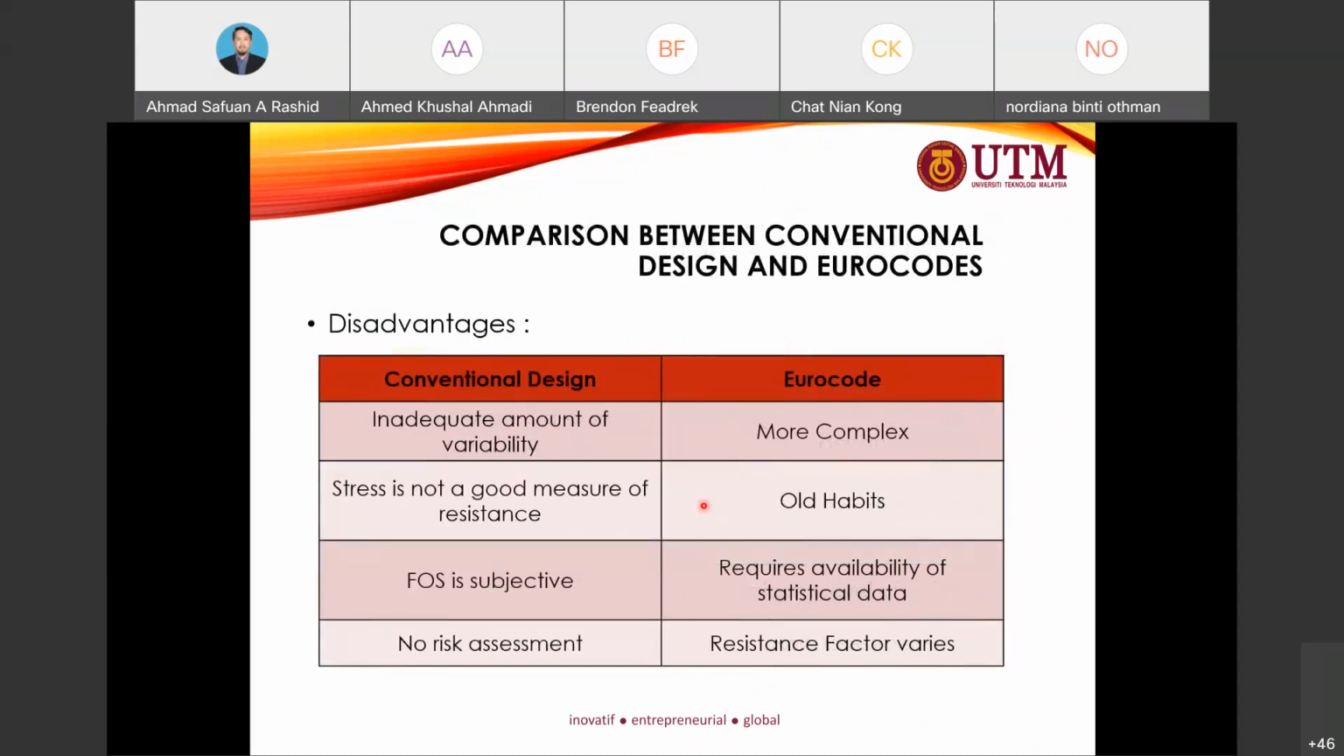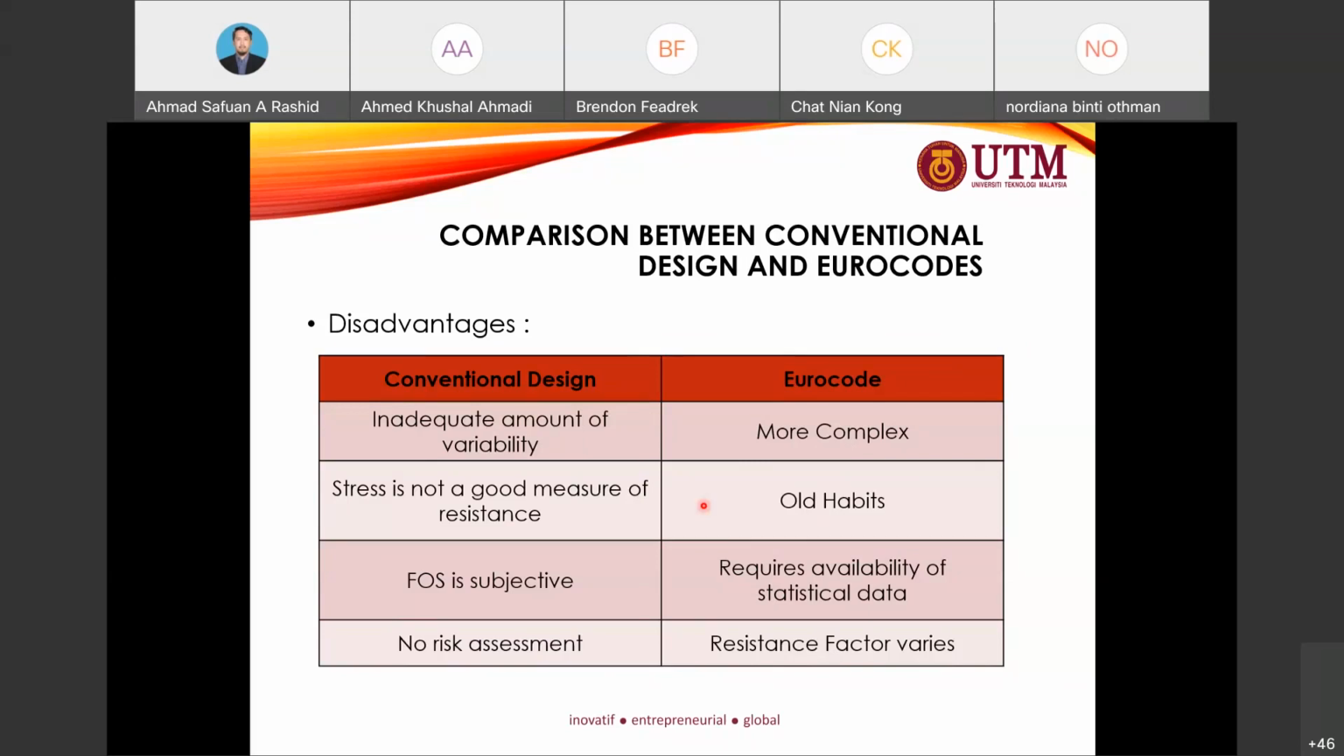However, the disadvantages of the conventional design are an inadequate amount of variability, stress is not a good measure of resistance, the factor of safety is subjective, and no risk assessment has been discussed.